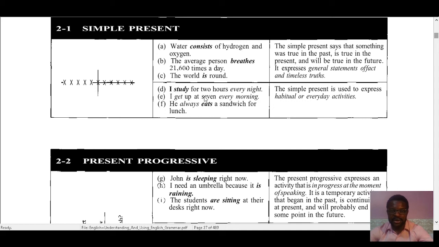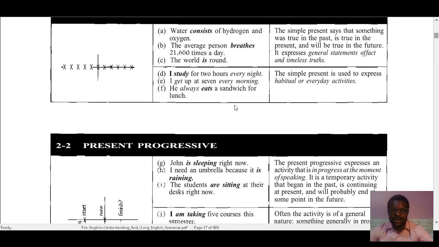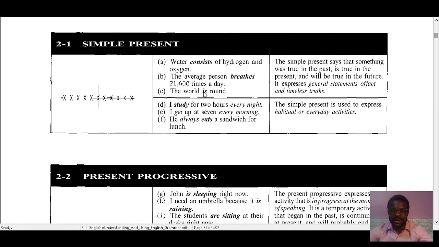Okay, here we've got I study for 2 hours every night. Every night I go and study for 2 hours. So this one is a repeated action. I get up at 7 every morning. He always eats a sandwich for lunch. Here we're talking about the present: the simple present is used to express habitual or everyday activities, something that becomes a habit. So the thing you have to take away from this lesson is that we use simple present tense to talk about facts or timeless truths, and also to talk about habits or everyday activities. Okay? So I'm going to limit it to simple present tense.